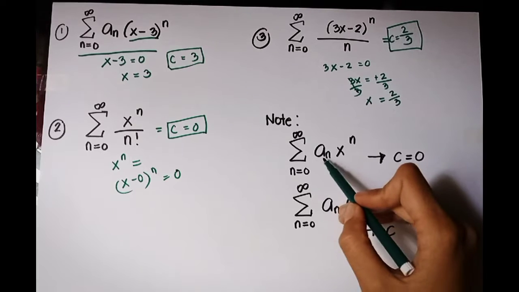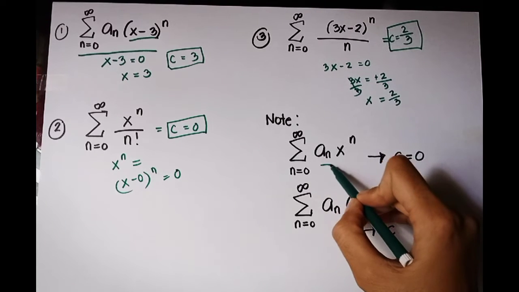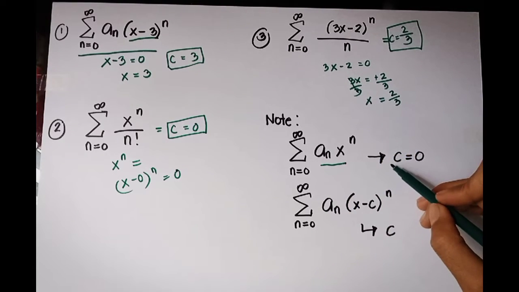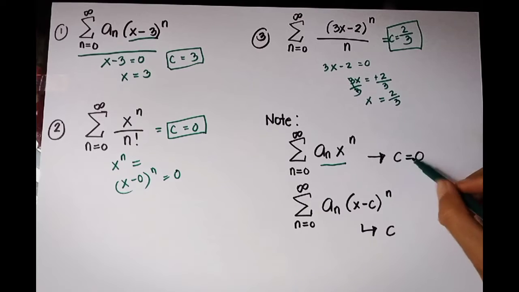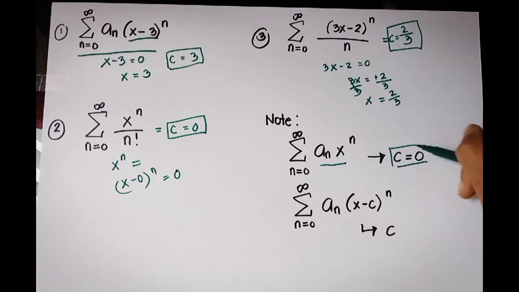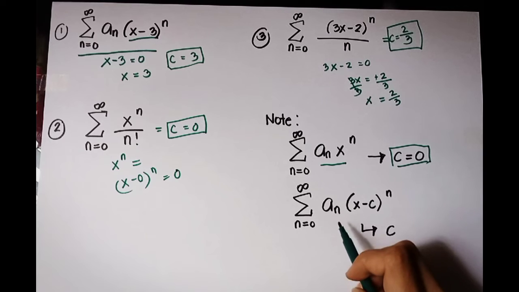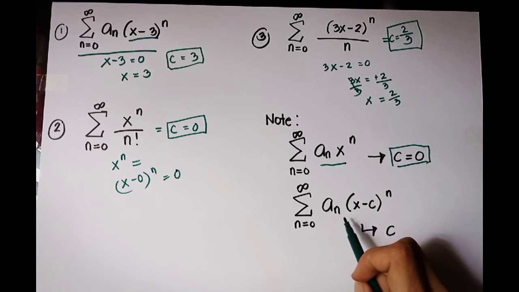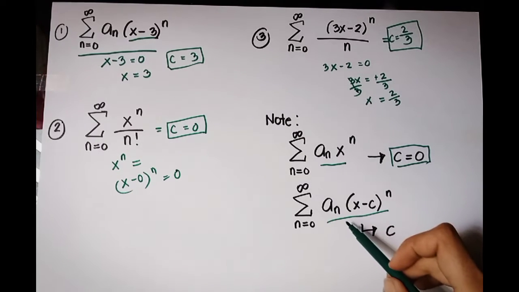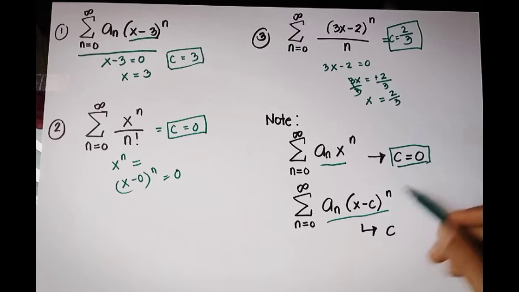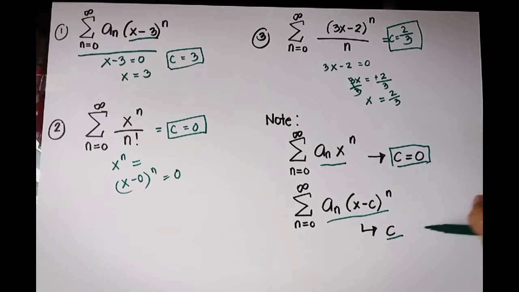Note that if the expression looks like this, automatically the series is centered at 0. Now if the expression looks like the definition of a power series, therefore the power series is centered at c, where c here is a constant. So don't forget that c is a constant.